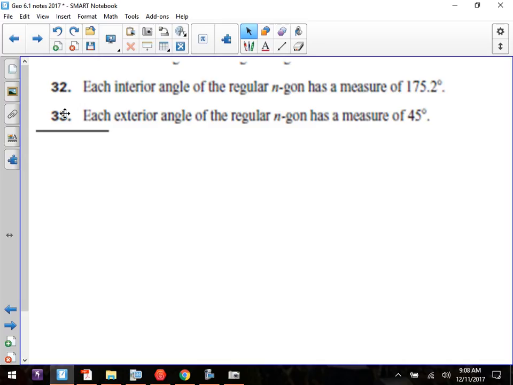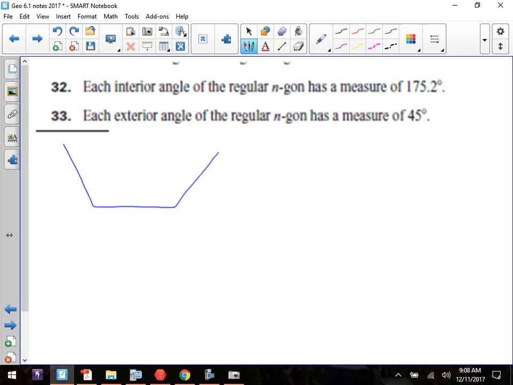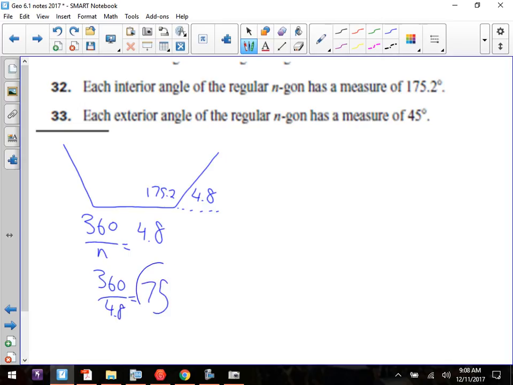So let's see. If you have an interior angle at 175.2, remember, draw your generic. That means your outside angle is what? 4.8. Means your outside angle is 4.8. Which means 360 divided by something equal 4.8. So you get 360 divided by 4.8, you get how many sides? 75, good. All right. That's the idea.